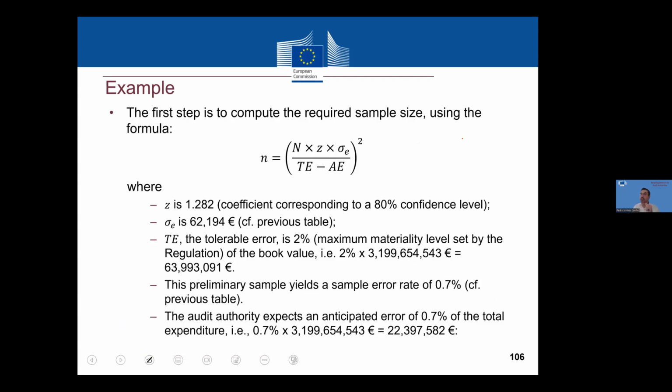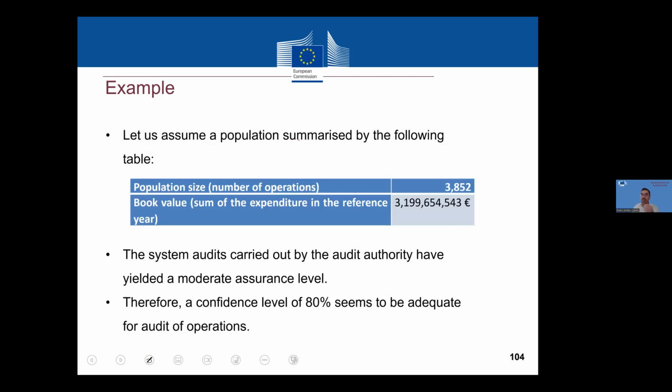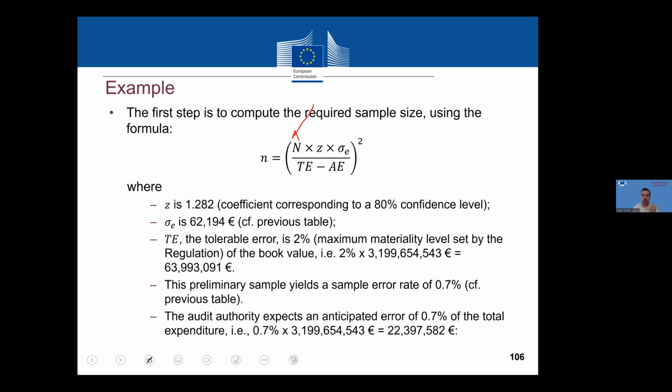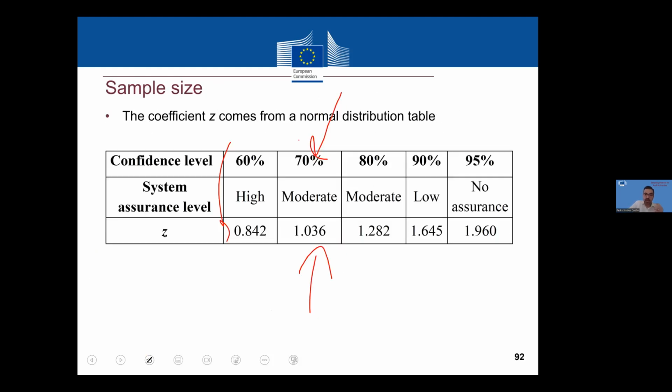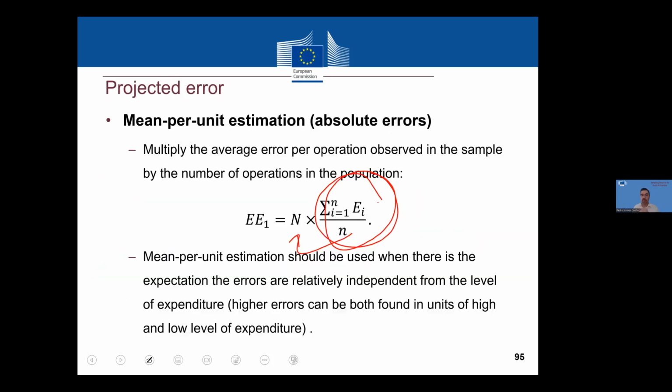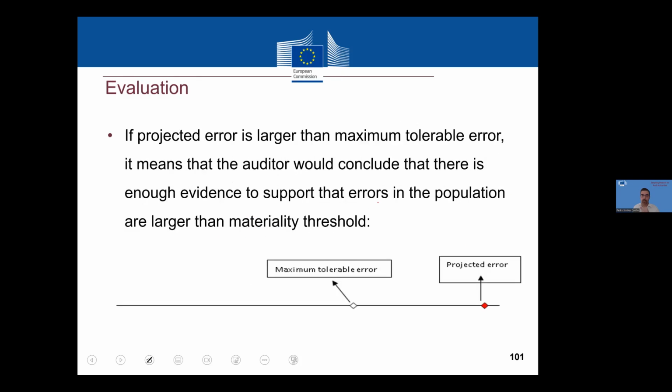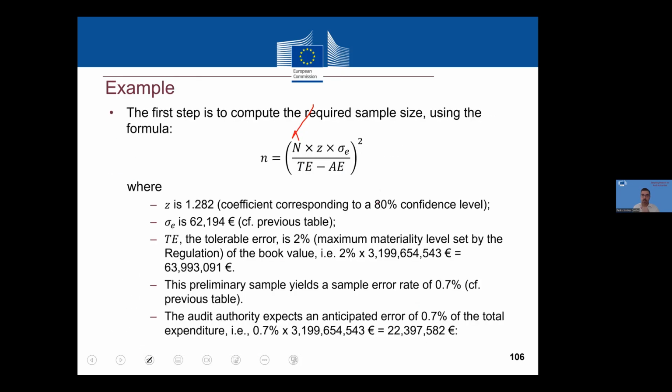Now, for sample size calculation, what do we need? Population size, how much is it? 3,852. We need Z. How much is Z? Well, if I'm working with a confidence level of 80, Z is 1.282. Just copy it from the table. How much is the tolerable error? Well, tolerable error is simple. It's 2% of the expenditure. How much is the expenditure? It's known. It's the expenditure declared to the Commission, 3.2 million euros.